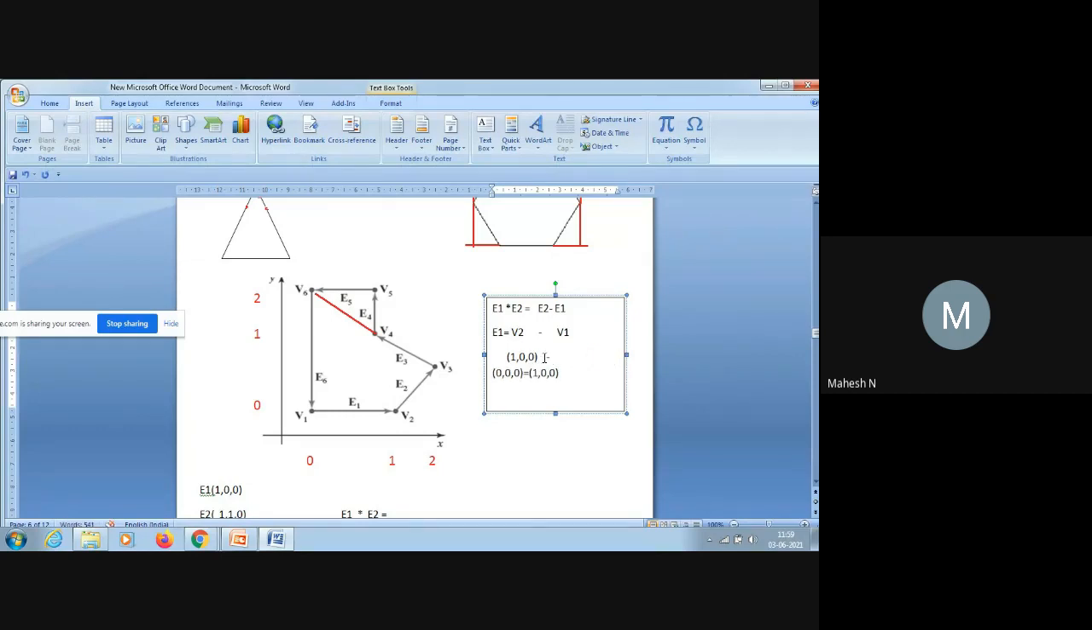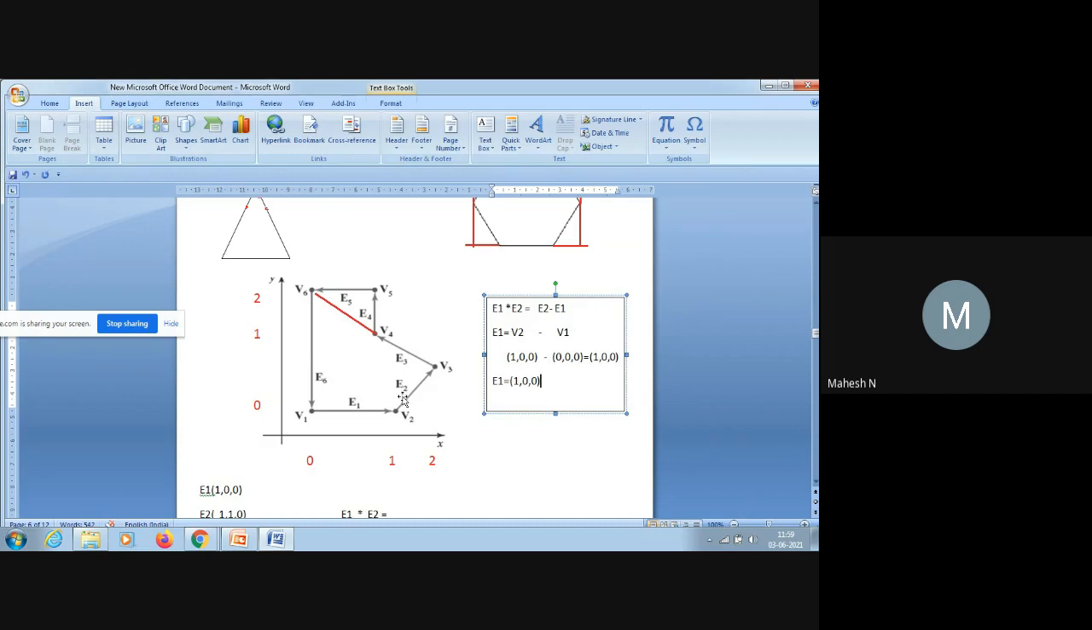So now E1 is nothing but V2 minus V1, which is 1 comma 0 comma 0. This is my edge one. This is how I got my edge one. Which vertices make edge one? It is V1 and V2. So E1 is nothing but V2 minus V1.